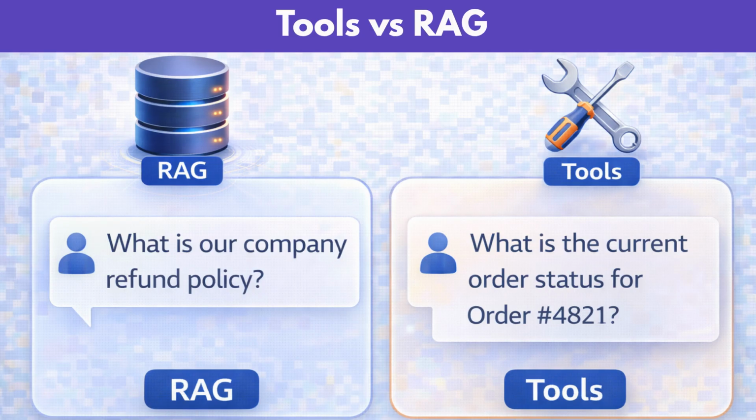At first glance, these two questions might look very similar. Both are asking for information, but behind the scenes, they require two very different systems. One question asks for knowledge. The other requires access to live data. Understanding this difference is critical when building AI systems.